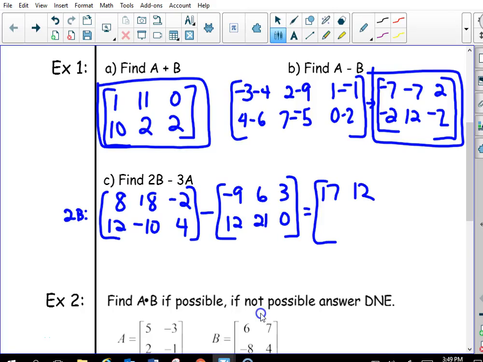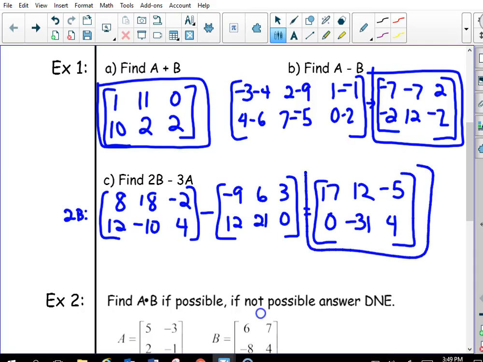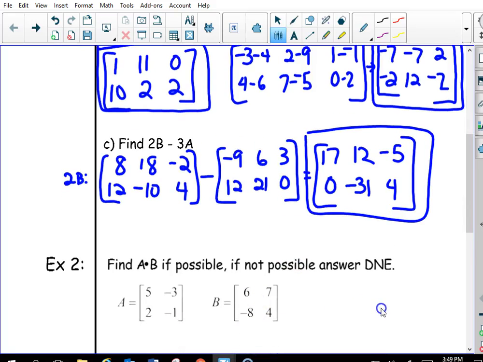18 minus 6, negative 2 minus 3. Moving to the second row, 12 minus 12, negative 10 minus 21, and 4 minus 0. Okay, so a lot like subtraction, but you just multiply each matrix by a constant. In matrix terminology, it's called a scalar.